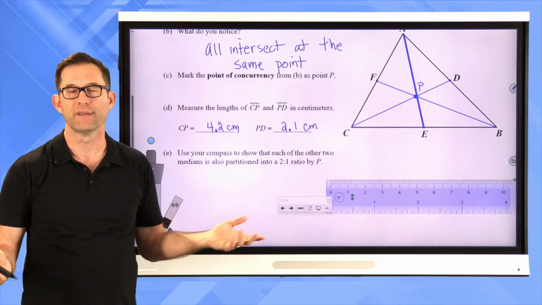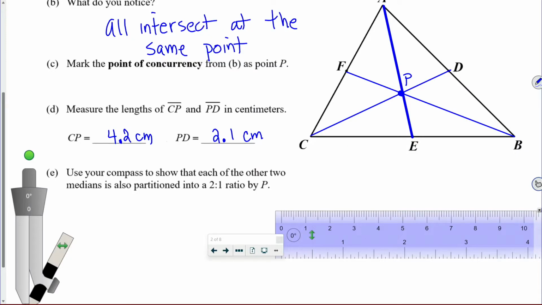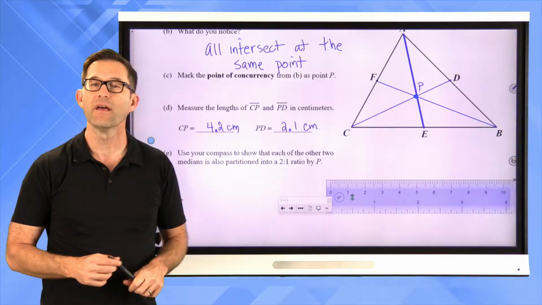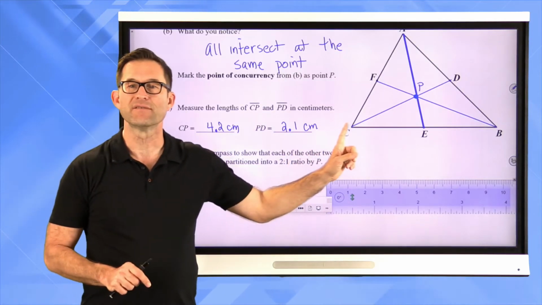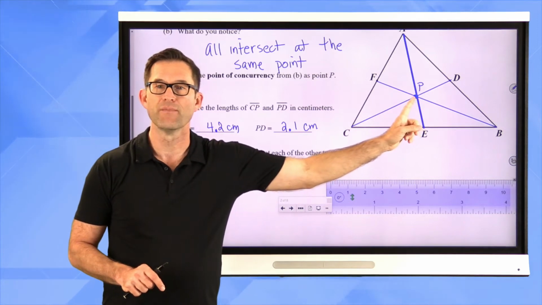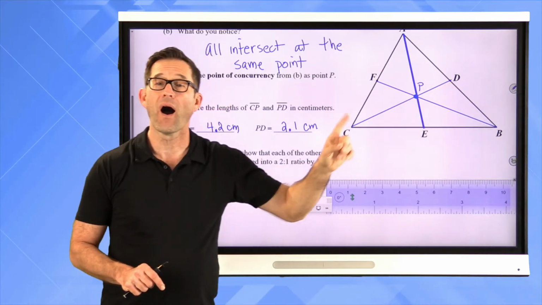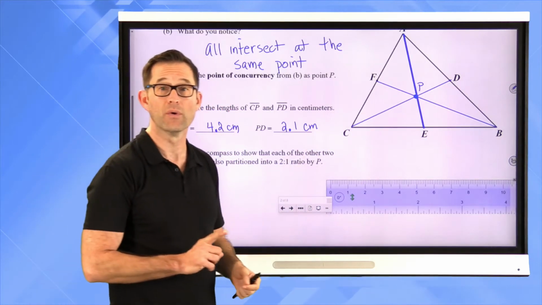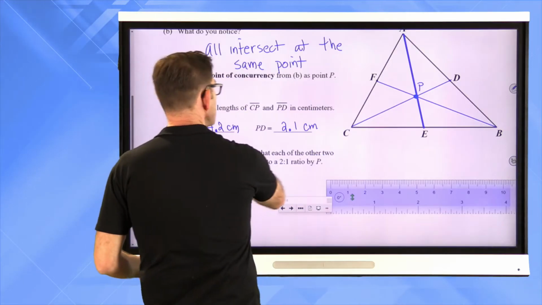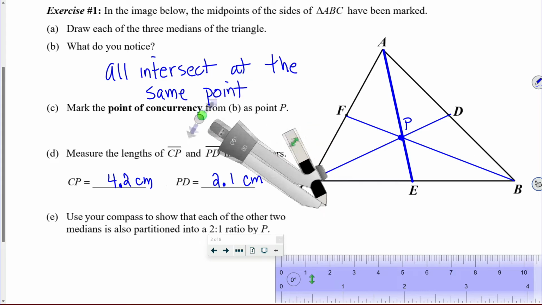Now you might say, okay, well, yeah, sure, whatever, but let's take a look at letter E. Use your compass to show that each of the other two medians is also partitioned into a 2 to 1 ratio. All right, so again, notice this. If I start at the vertex point of the triangle and I go to that point of concurrency, that is twice the length from the point of concurrency to the midpoint. I claim that that is always true, and you can see it really well with a compass. All right, let me show you how.